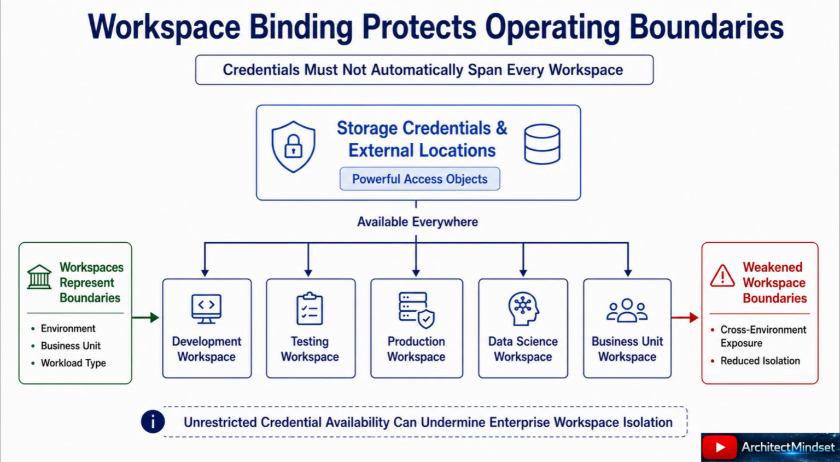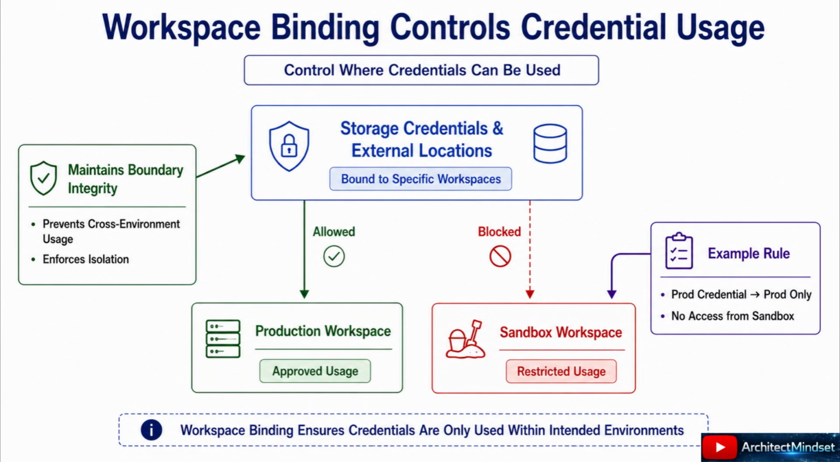In enterprise Databricks deployments, workspaces often represent operating boundaries. You may have separate workspaces for development, testing, production, data science, or business unit isolation. If storage credentials and external locations are available everywhere, those workspace boundaries become weaker. Workspace binding helps solve this problem. It allows administrators to restrict where a storage credential or external location can be used. For example, a production storage credential should normally be usable only from production workspaces. A sandbox workspace should not be able to create external locations using a production cloud identity.